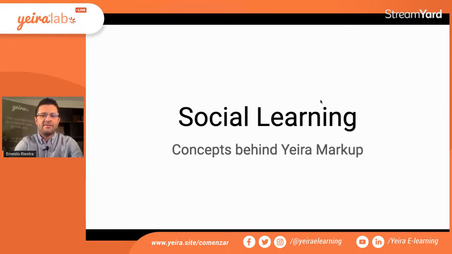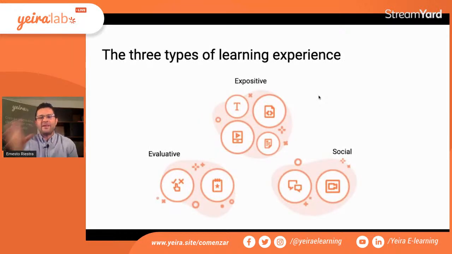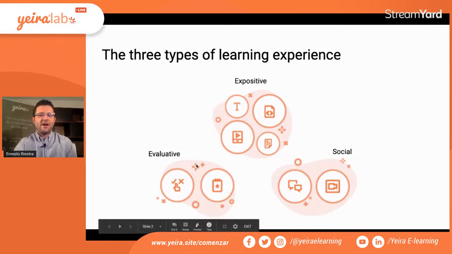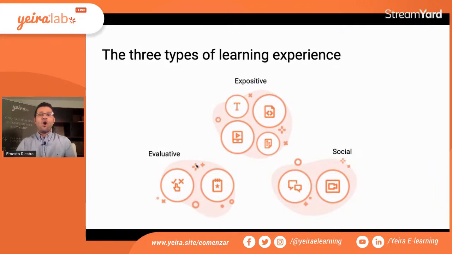So let's start then with a very basic understanding of what a learning experience is composed of. I've mentioned this before probably, and you've seen some of these elements already in our toolkit, in our markup. In terms of learning experience, we have expositive types of content, which are videos, texts, blog posts, documents that you can download, and so on. Then you have evaluative elements that are quizzes, exams, homeworks, or essays that are submitted to the platform and get graded at the end.